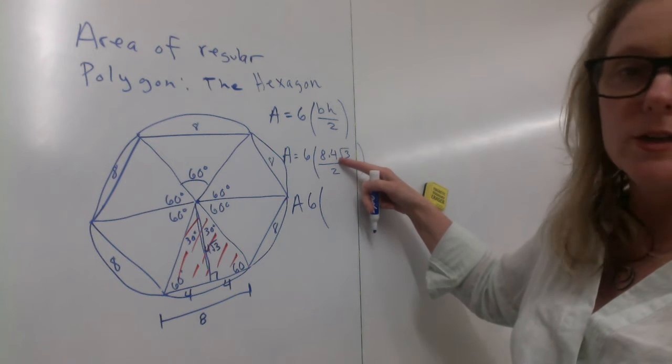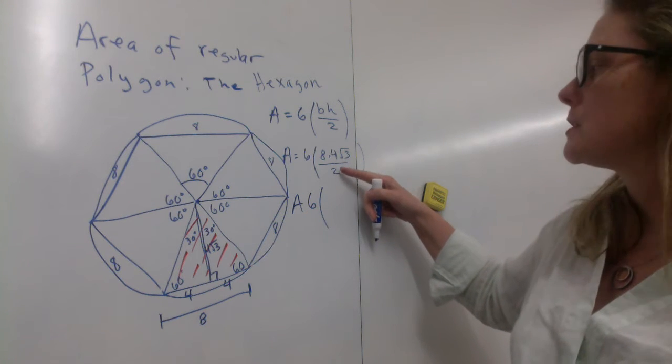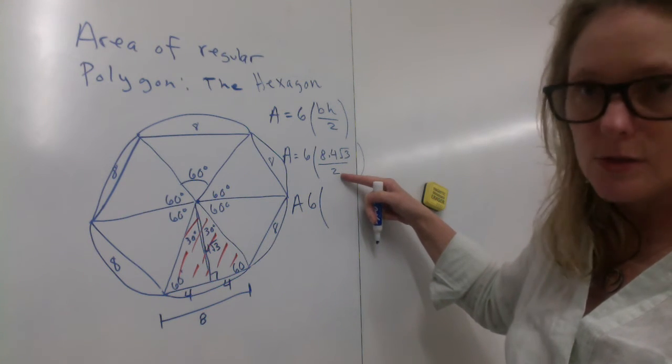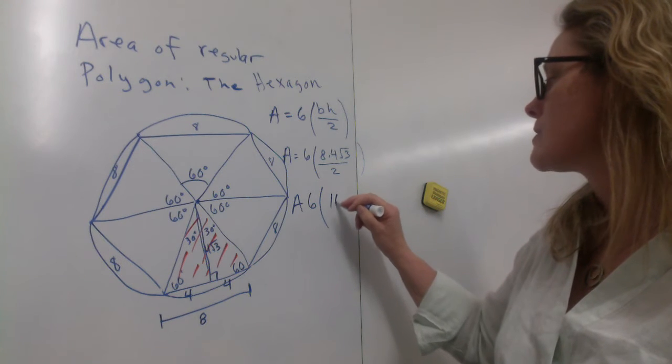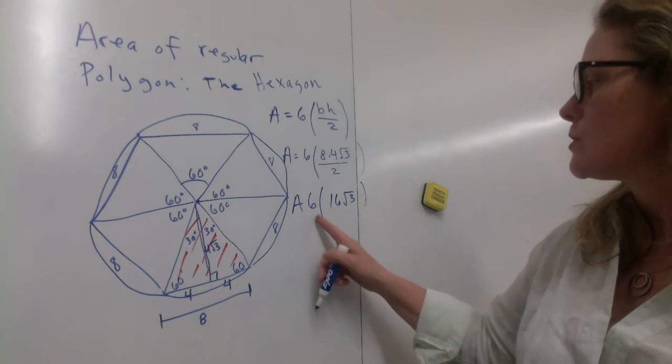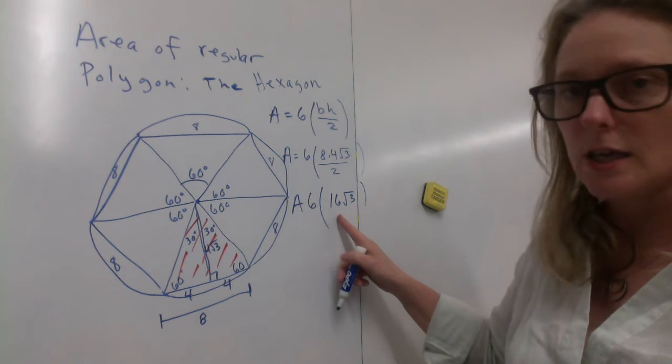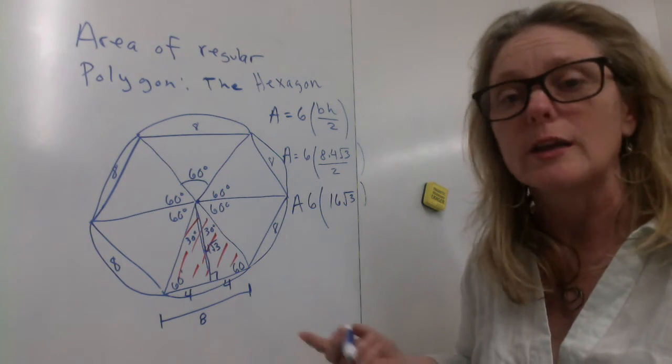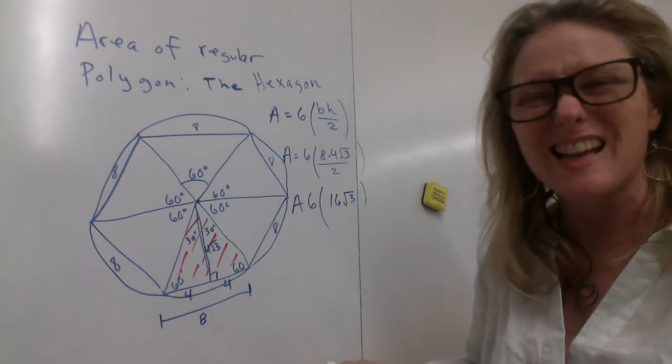8 times 4 is 32, divided by 2 is 16. So I have 16 root 3. Okay, now I need to do 6 times 16. I could use a calculator or I could do that on the side. Okay, I believe that's 96.